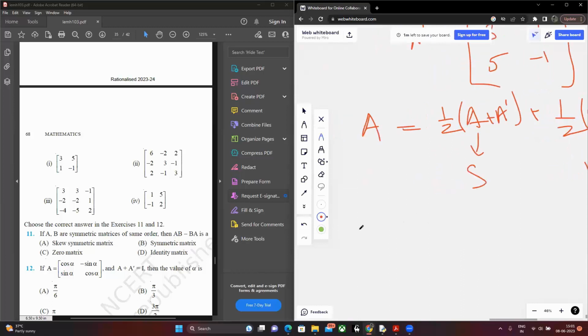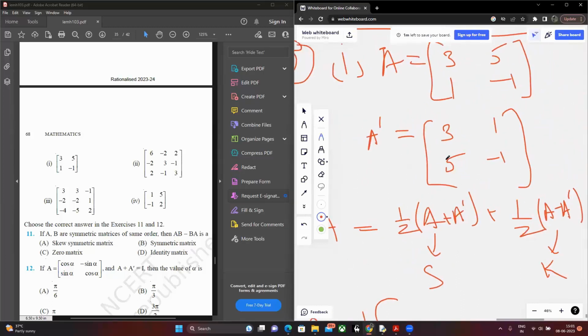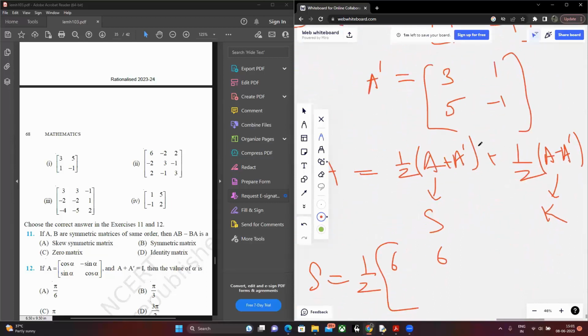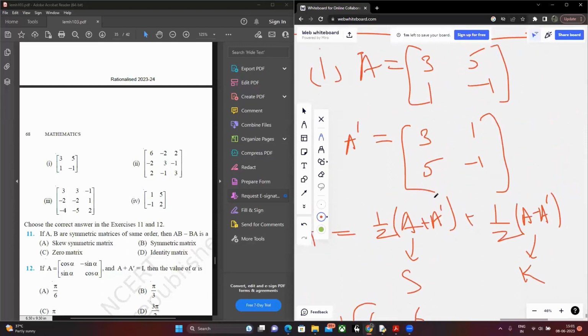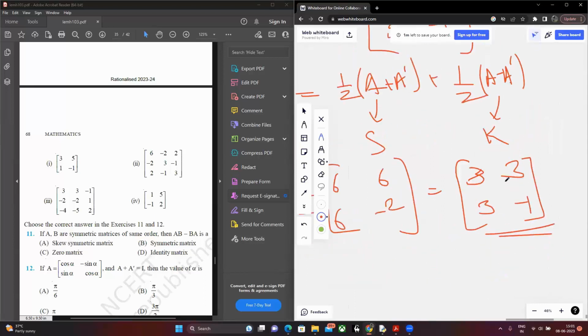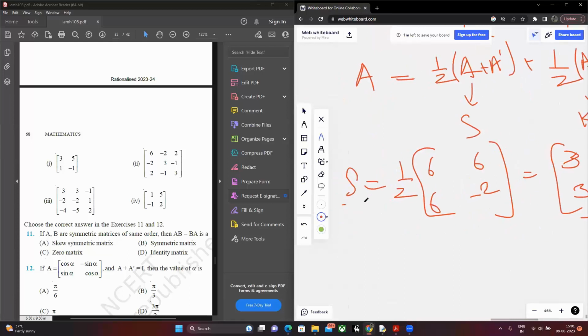Half of A plus A dash, then S is going to be half of the matrix A plus A dash, that is going to be 6, 6, 6, and minus 2, which is going to be 3, 3, 3, minus 1. Over here it's a 3 and a 3. Pretty easy to see that this is symmetric. So your S is going to be the symmetric matrix.